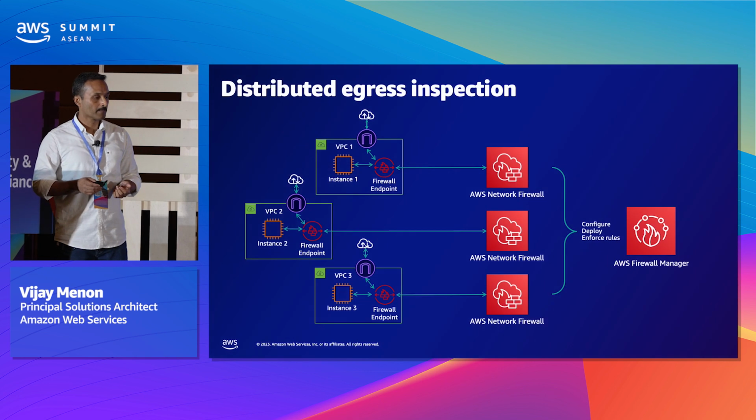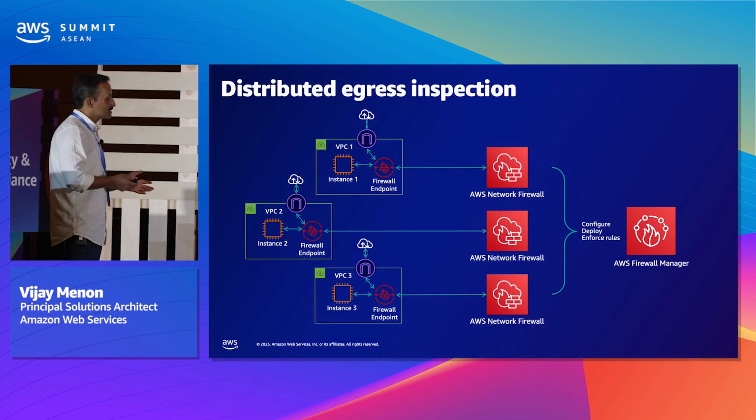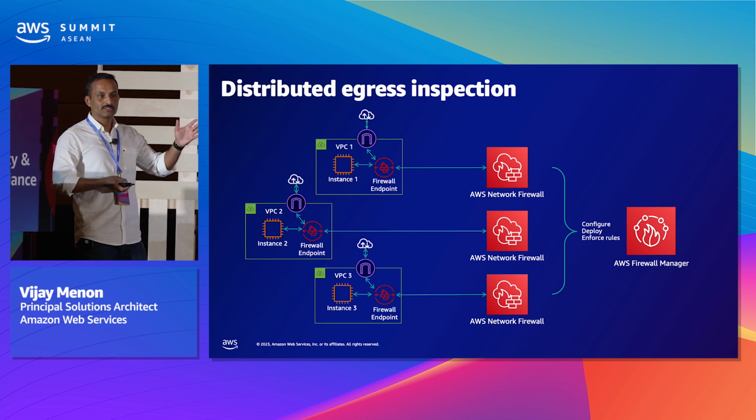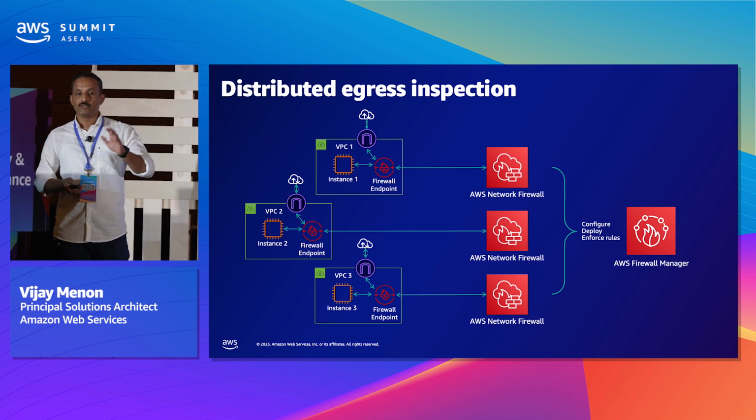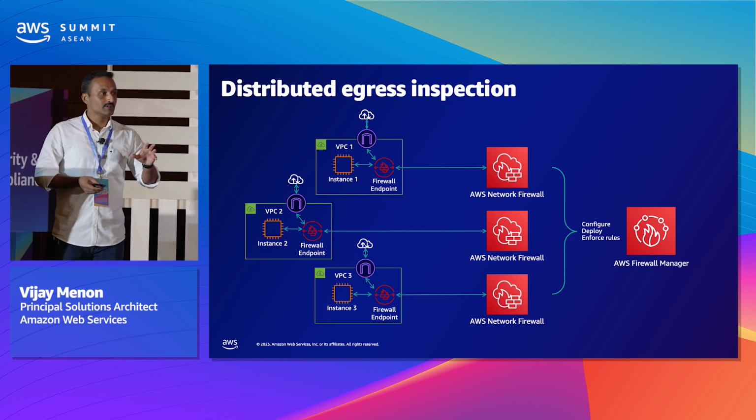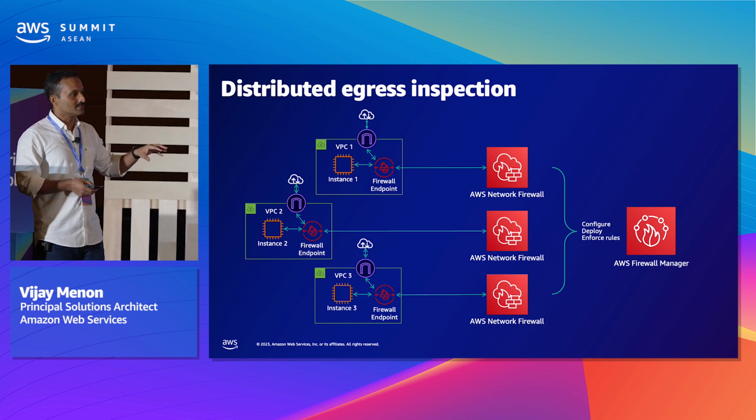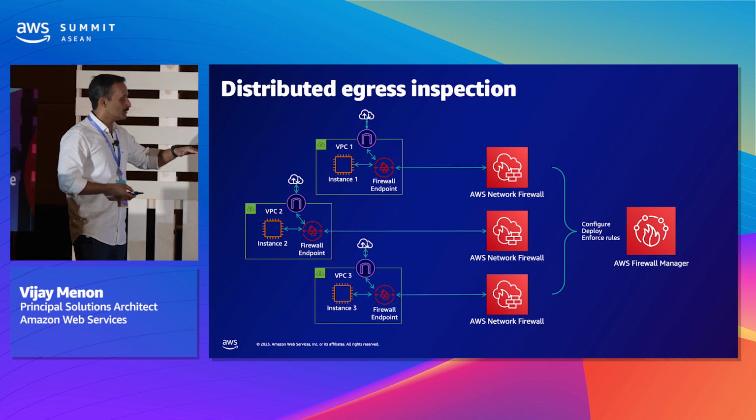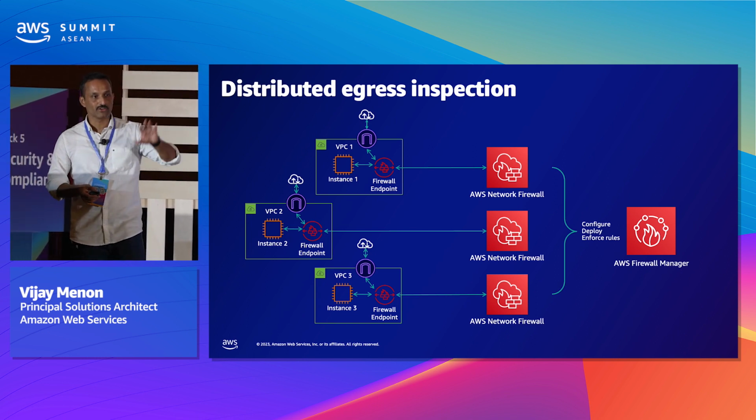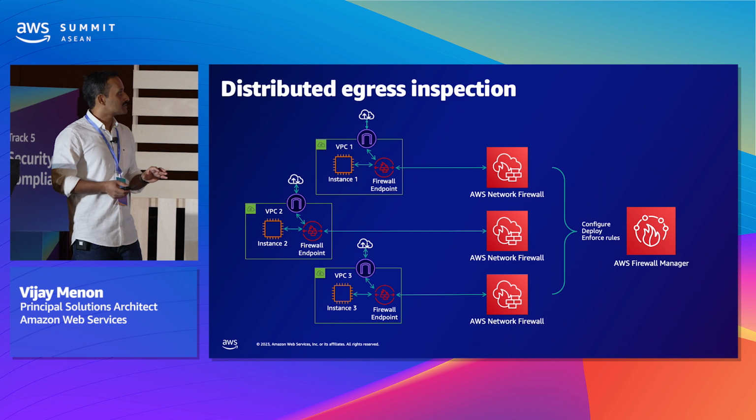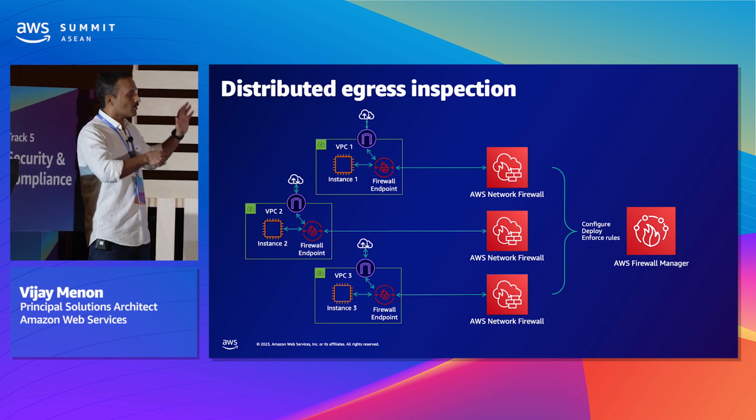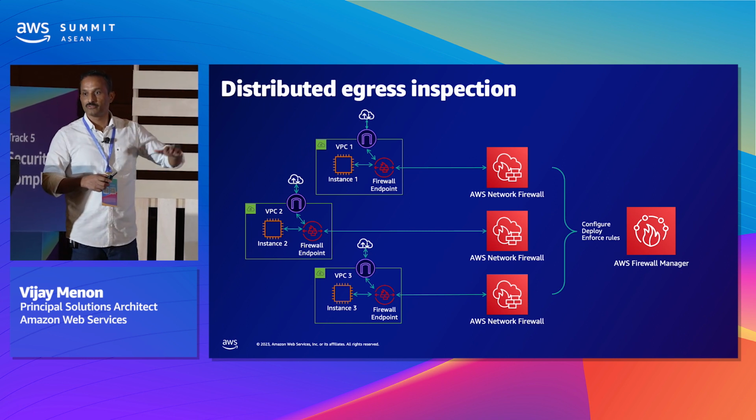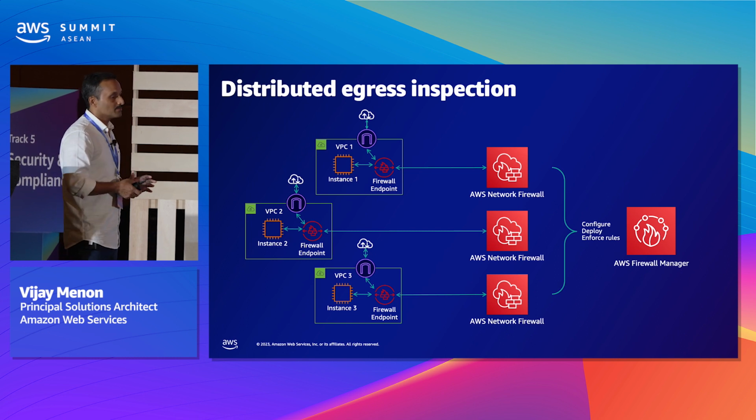So starting with distributed, as the name suggests, each of the VPCs has its own internet egress. You deploy the firewall or the security layer in each of these VPCs, and the traffic leaving from each of these VPCs toward internet will go through these firewall endpoints, individual firewall endpoints. But as in the previous case also, you can manage all these distributed firewalls in multiple VPCs centrally using AWS Firewall Manager.